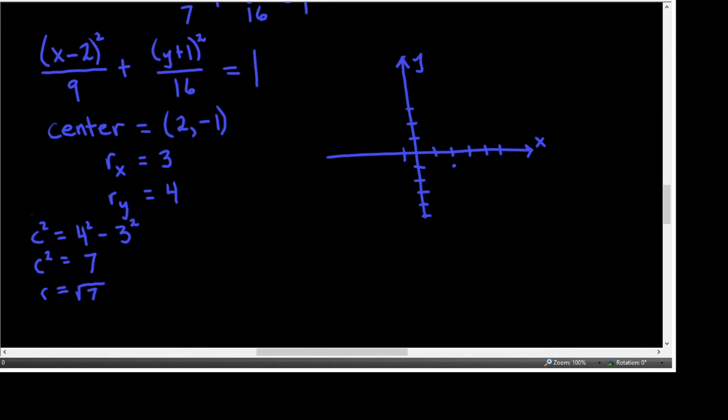All right, so from the center we're moving right 3 and left 3, up 4 from the center and down 4. And then do the best you can to draw a nice curved shape. You notice that we're actually creating some x and y intercepts that we might, for some purposes, want to find out what they are.